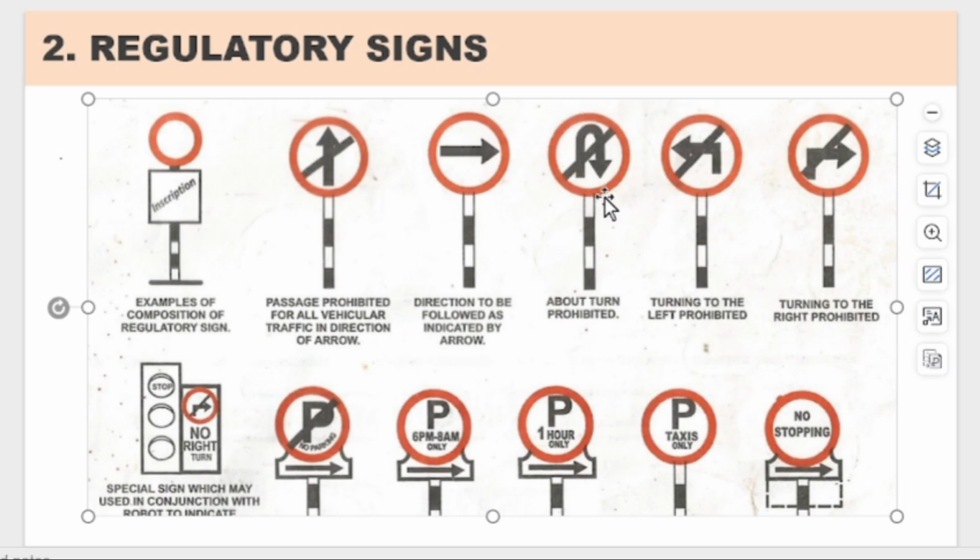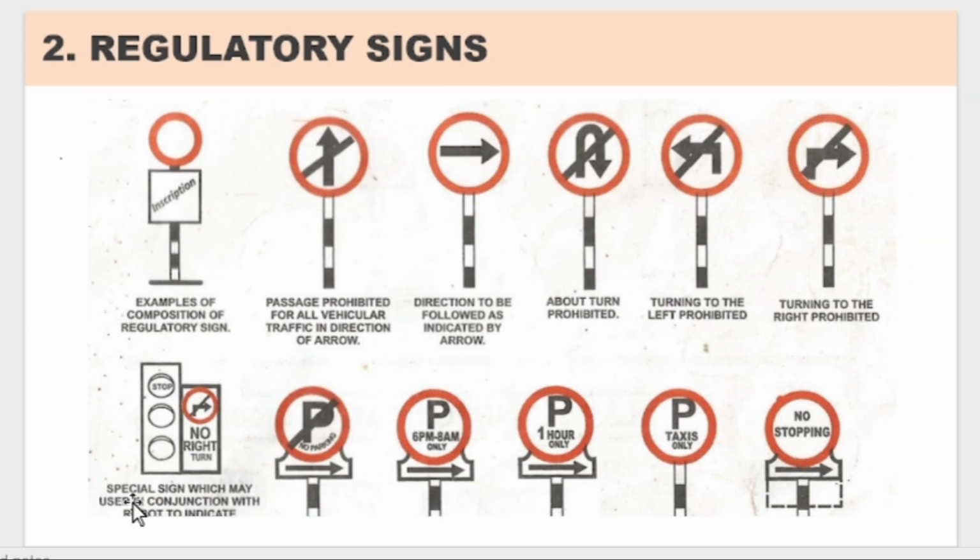Then we also have the prohibition of a U-turn. As you can see, this arrow goes right back to where it was coming from. This one is a prohibition of a left turn, turning to the left prohibited, and this one is a prohibition of turning to the right. Then let's move on to this special sign, which may be used in conjunction with robots to indicate that no vehicle should turn right at this robot.